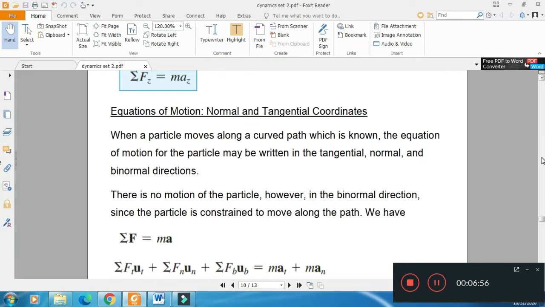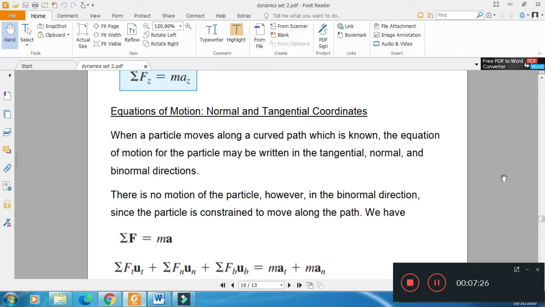Now suppose the particle is moving in a curved path and the curved path is known. The equation of motion can be written in the tangent, normal and binormal directions. The motion takes place in the tangent and normal directions, but the corresponding three directions are tangent, normal and binormal.